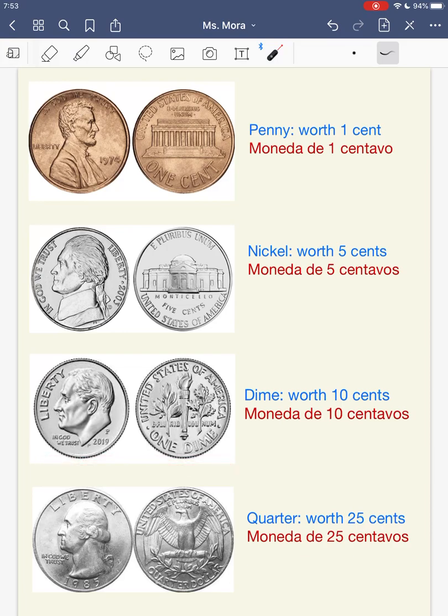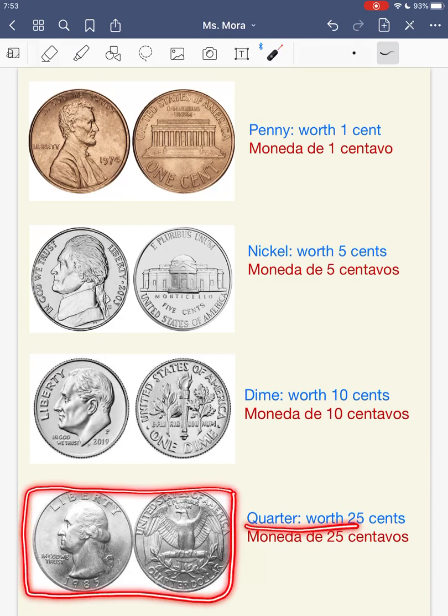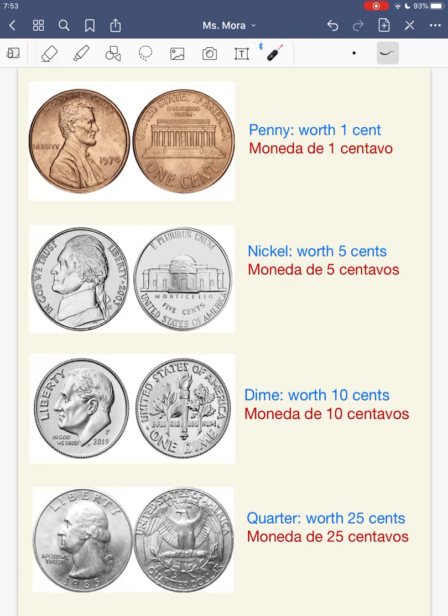Okay? And here is a quarter. And quarters are worth 25 cents. Okay? So here's the front side and the back side. And remember, guys, usually the back side of a quarter has an eagle on it, but if you have any real quarters in front of you, maybe they have a different back to them that's specific to a state or a special event. Alright, but the most popular one has an eagle on the back.